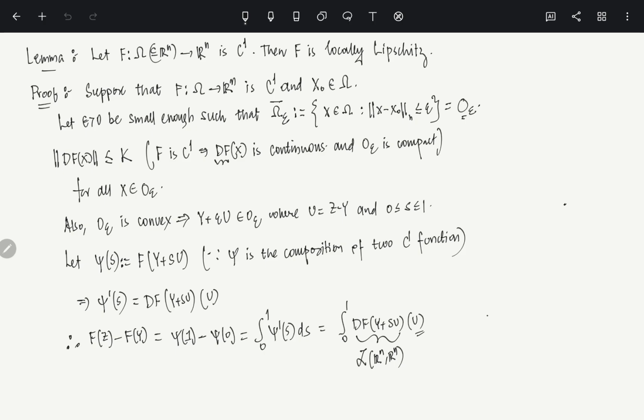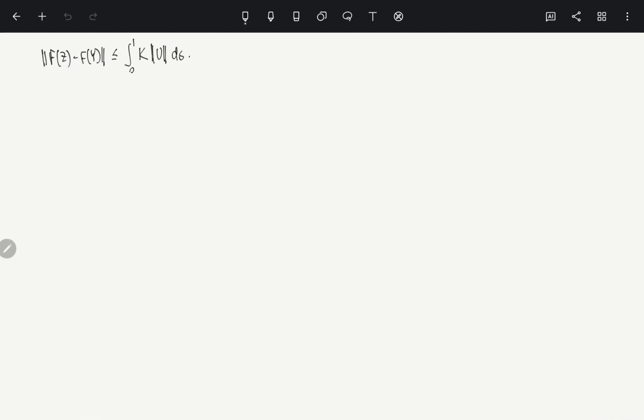Clear? And in O epsilon, since O epsilon is compact, we showed that this is true, right? That there is an upper bound, the maximum is attained somewhere. So if I am taking the norm here, what do I have? Let me put it this way. F of z minus F of y equals the integral from 0 to 1 of dF at y plus su acting at u ds. This is what we had, right? This is a linear map again, and this is an element of Rn, and this is a linear map from Rn to Rn.